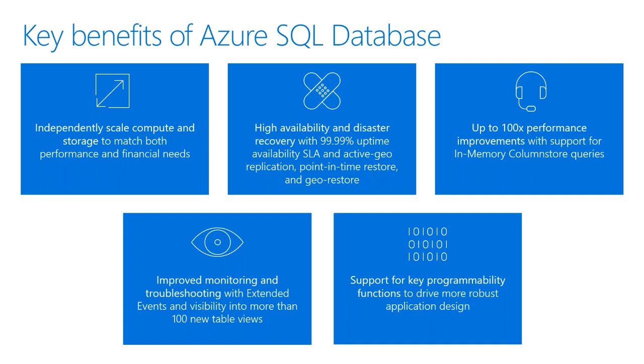Highly available, 99.99% uptime, availability, active geo-replication, and they've given us the ability to do point-in-time restore. We have another feature of 100 times performance with in-memory column stores. So if we can choose our data to use the in-memory column stores, we can get much faster performance. Improved monitoring and troubleshooting, up to 100 more table views have been created to help us monitor that event. And support for some programmability functions to drive more robust application features. Easy for me to say anyway.